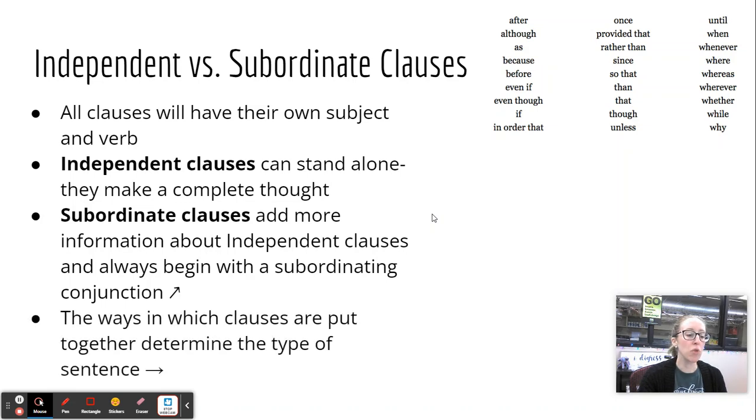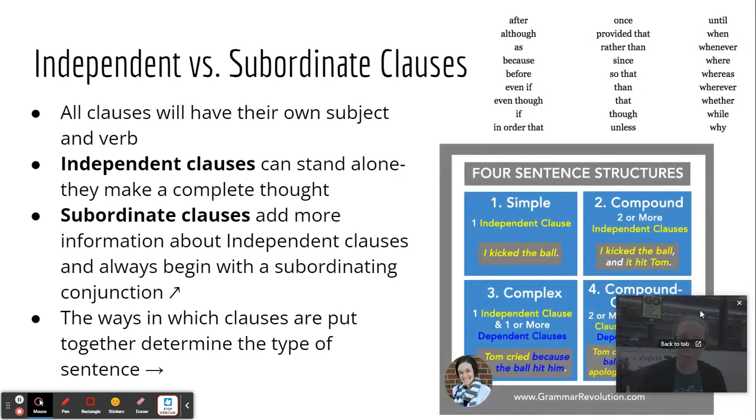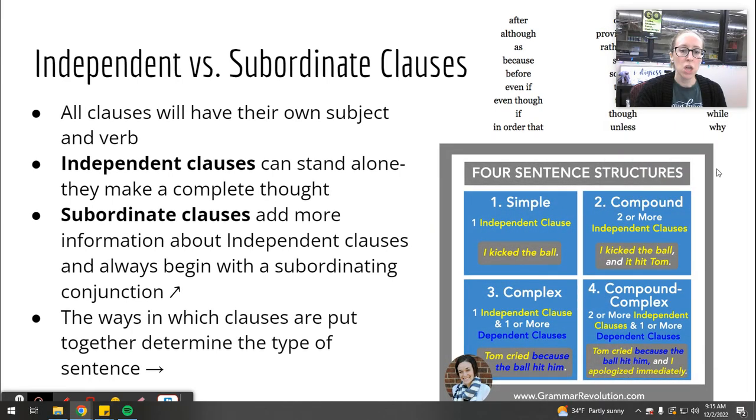The ways in which clauses are put together determine the type of sentence that you're dealing with. I'm going to move myself up here, since I'm blocking this. These are the different types of sentences that you're going to see, and we're going to talk about how we can put some of these together. A simple sentence contains just one independent clause: it has a subject, has a verb, and expresses a complete thought. As you can see in this example, I kicked the ball. Subject I, verb kicked, expresses a complete thought.